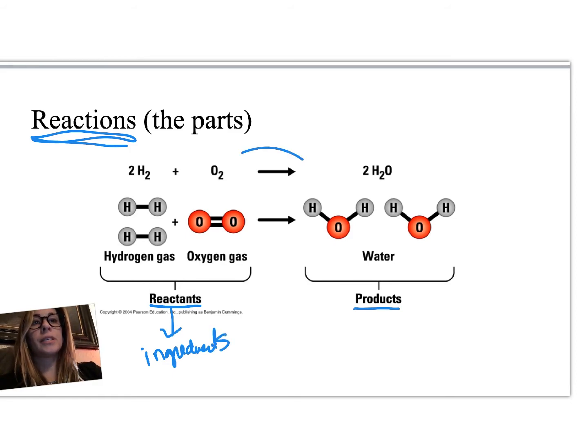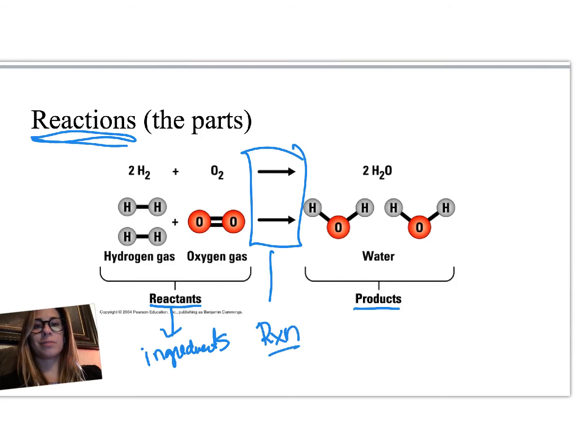Okay? Now when you see these little arrows, this is the process or the reaction. Here's the short form for reaction. Anyway, so you start with your reactants, which are like your ingredients for baking a cake.